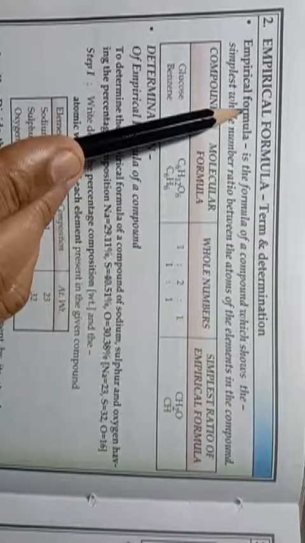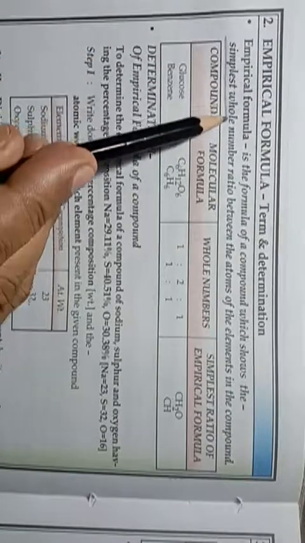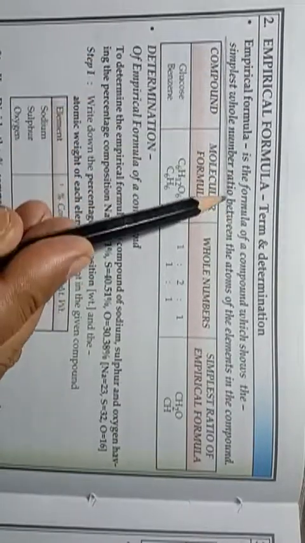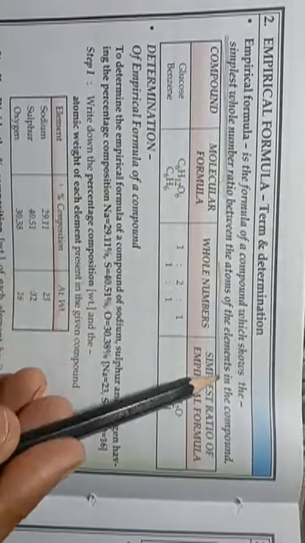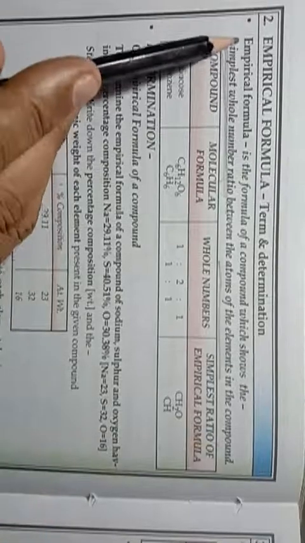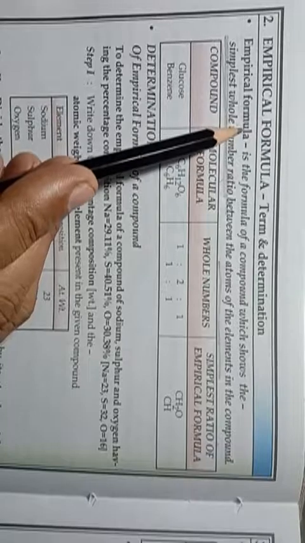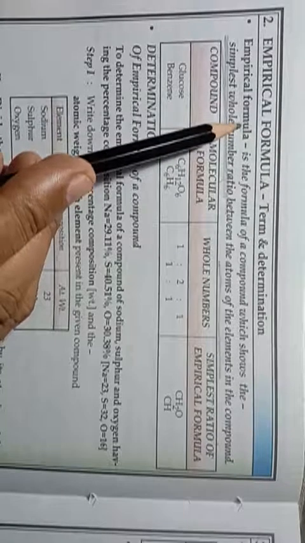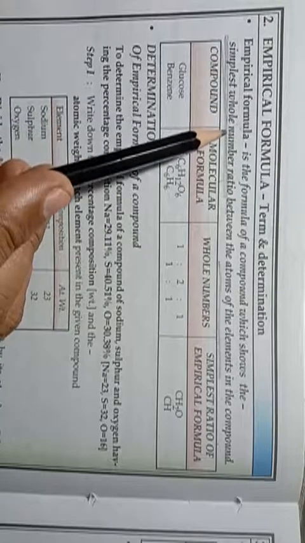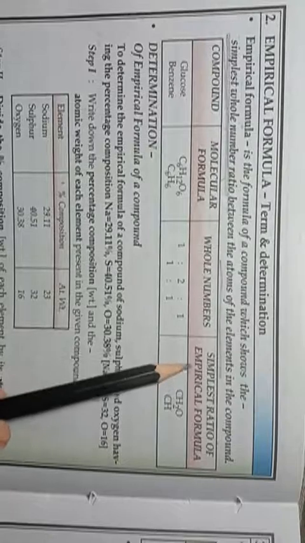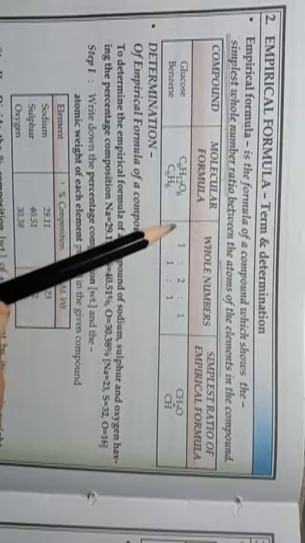Empirical formula is the formula of a compound which shows the simplest whole number ratio between the atoms of the elements in the compound. Okay students, so it is the formula which is showing simple whole number ratio between the atoms of different elements present in a molecule of a particular substance.